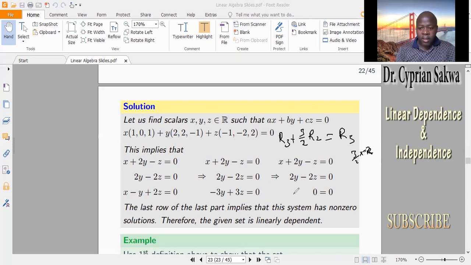Now, what does this mean? This means that this system, the system that we had here, has solutions. That is what this last row implies. Since we have 0 equals 0, it means that this system has solutions, and the solutions are non-zero. And so that means our scalars x, y, z exist, and they are non-zero, and therefore our vectors are linearly dependent.